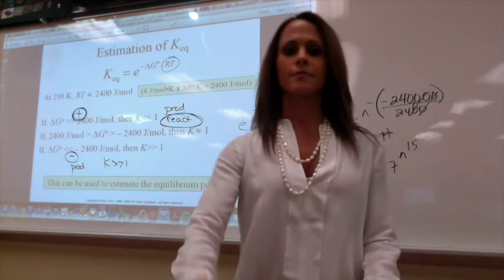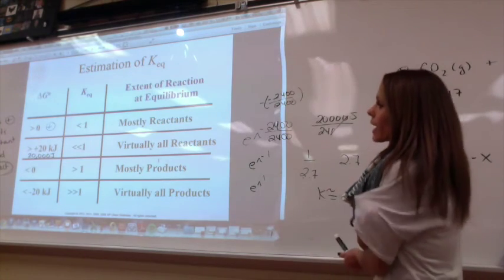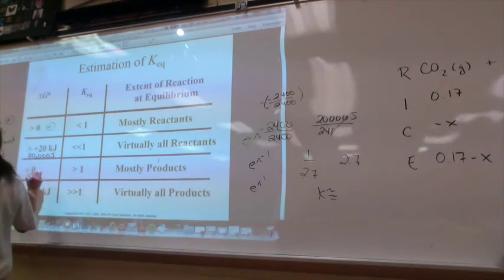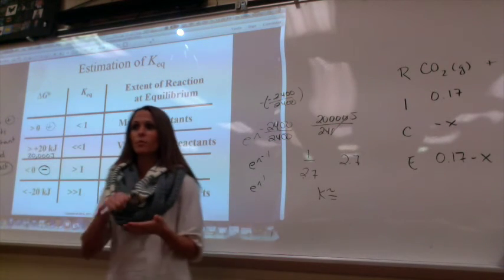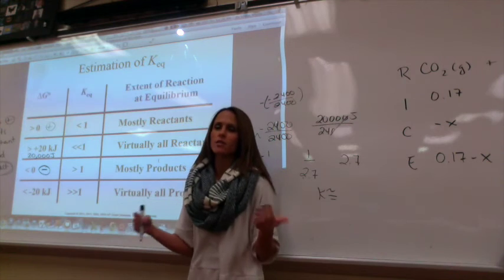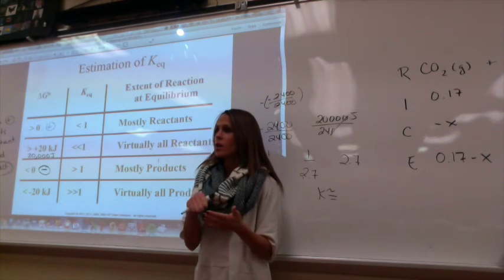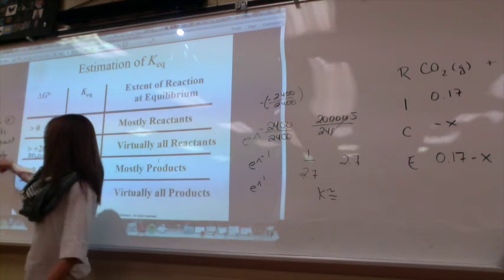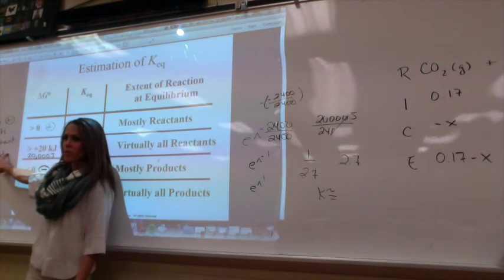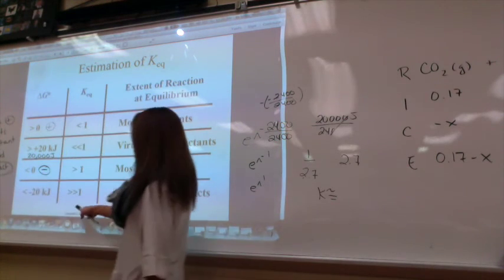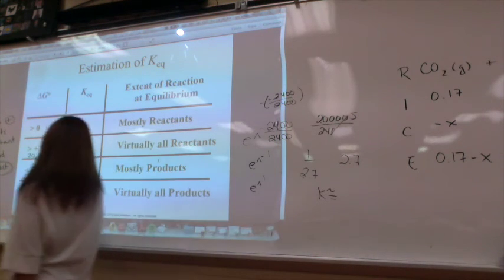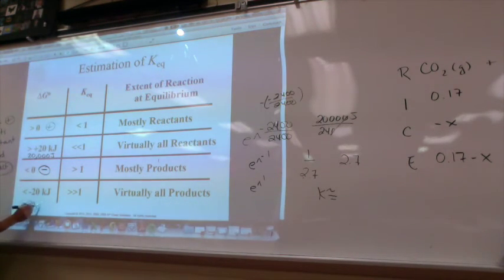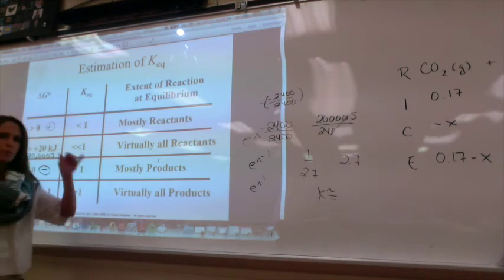If you have delta G less than 0, so again, I would write the symbol negative there, then you have mostly products. So evaluate that. If delta G is negative, that means that your reaction is going to proceed to products, right? It's spontaneous. It's thermodynamically favored, so it goes to the product side. So if it's going to the product side, then products over reactants, products would be bigger, and then your K is greater than 1, right? But if it's much greater, in other words, it's below negative 20 kilojoules, then you have much, much greater than 1, and therefore you're going to have virtually all products.